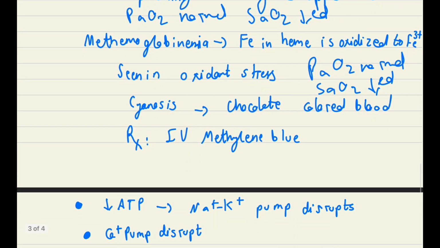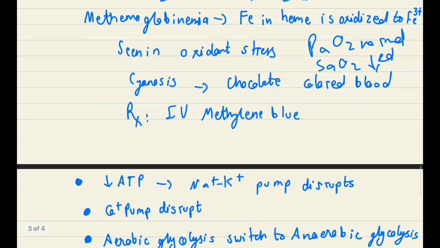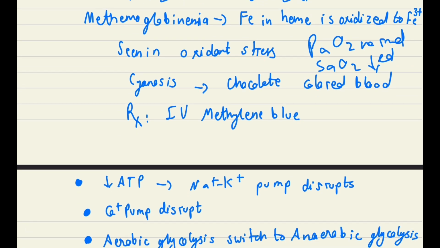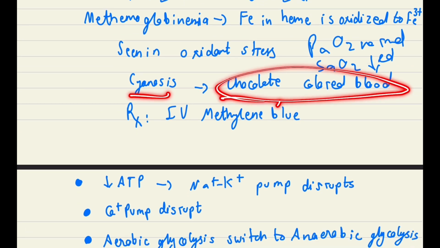The classic finding of cyanosis in this case is chocolate-colored blood. Okay.